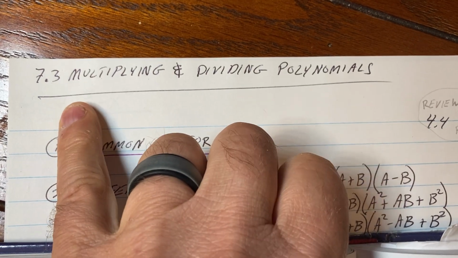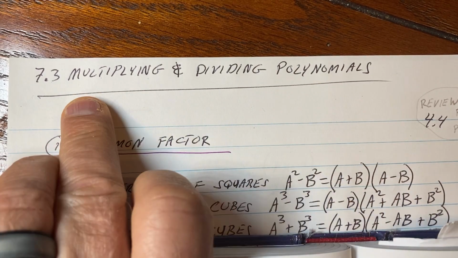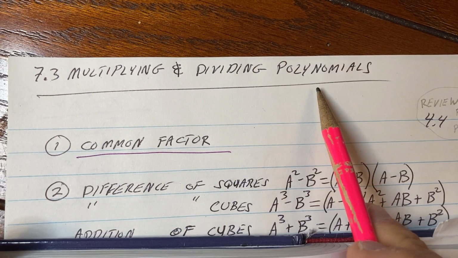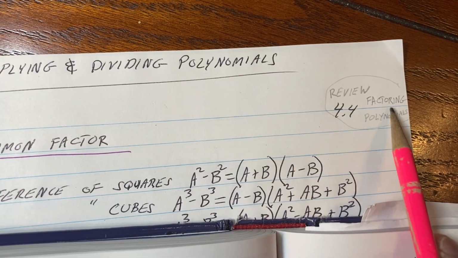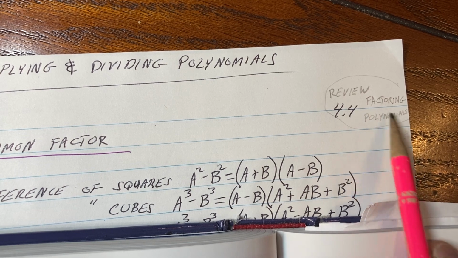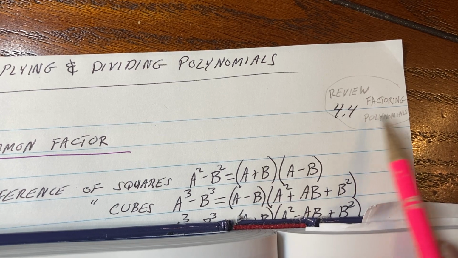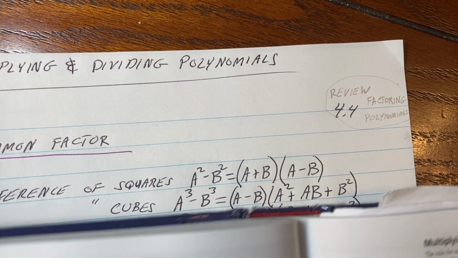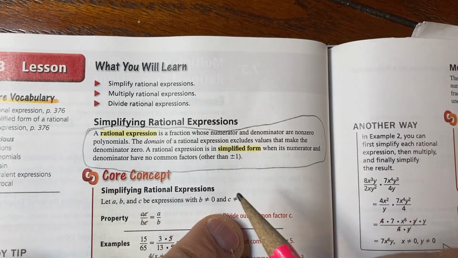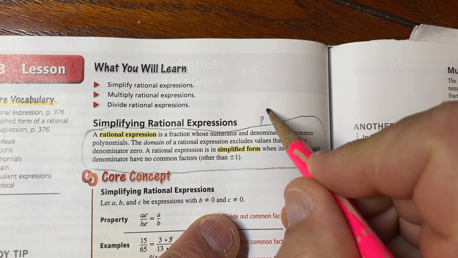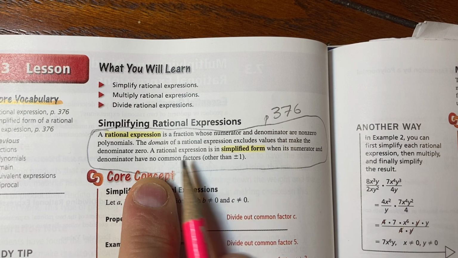All right then, 7.3 multiplying and dividing polynomials. It would be great if you went back and reviewed stuff on factoring polynomials, because you're going to use that a lot. In this book, it's section 4.4, but factoring polynomials, you definitely need to review that. In your notebooks, on page 376, you're going to put this.